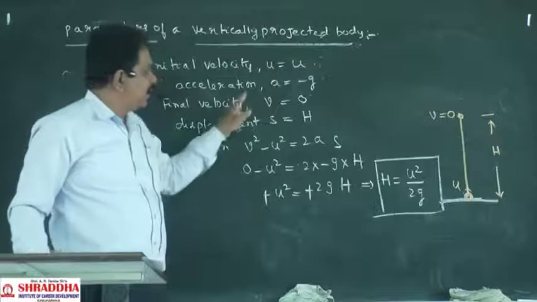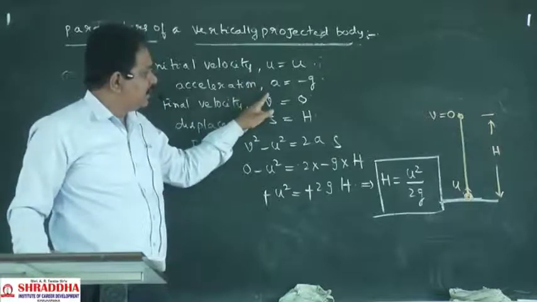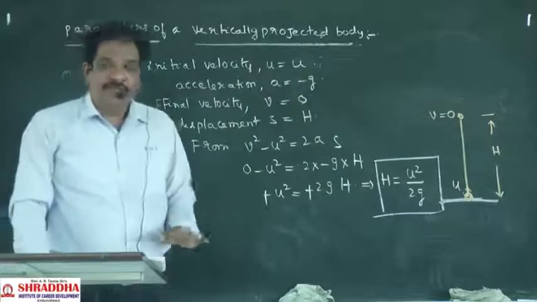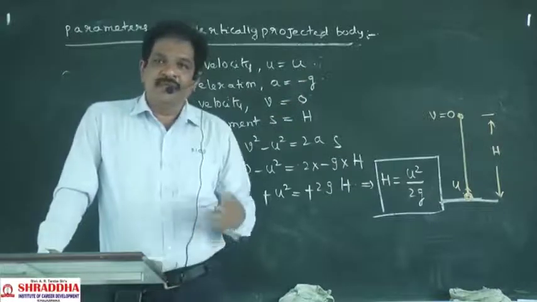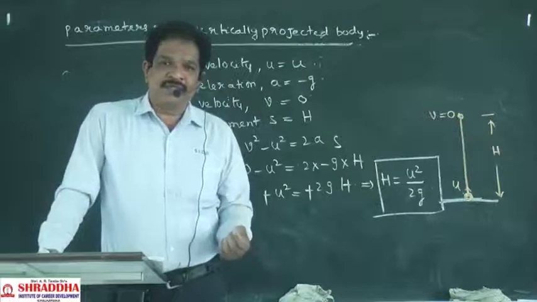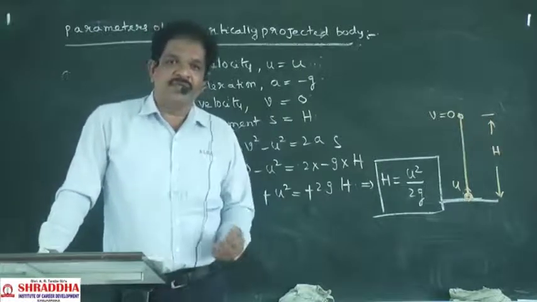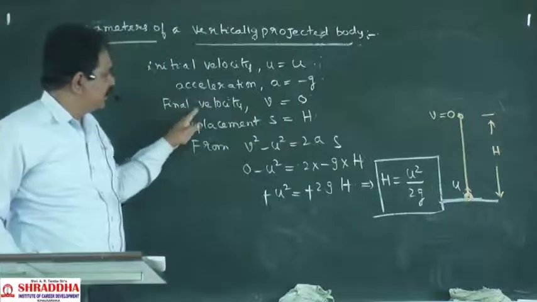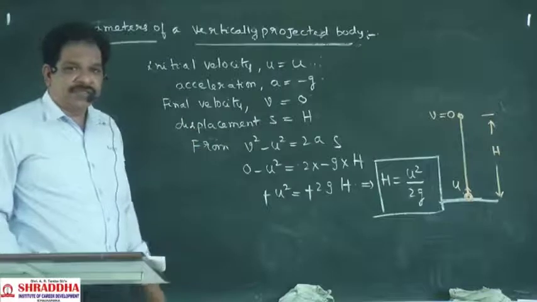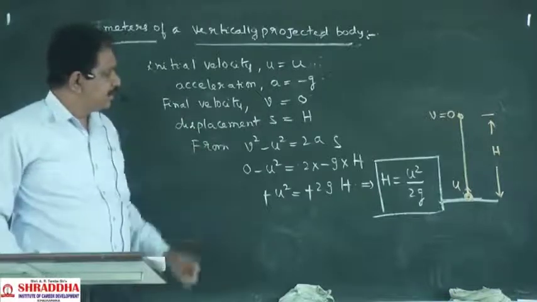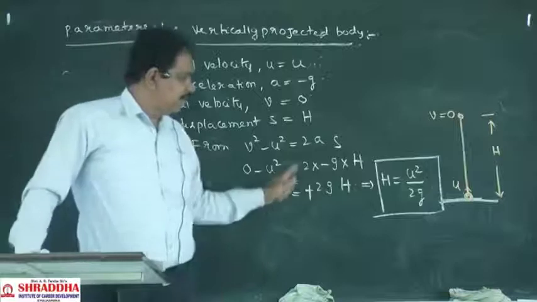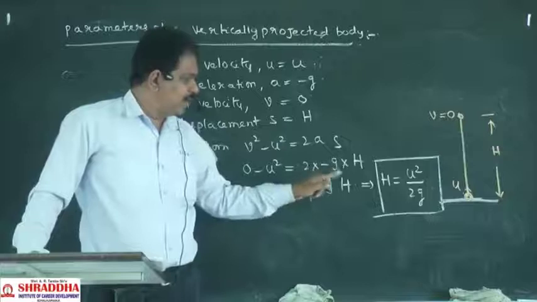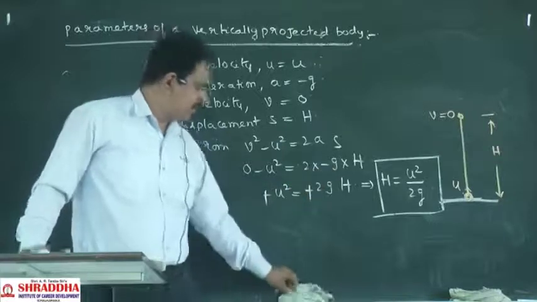So initial velocity will be u. Because it is going up, a is equal to minus g. Why is it minus g? Its velocity is decreasing, the body is attracted towards the earth. That's why we have to take a is equal to minus g. Final velocity will be 0. Displacement will be h. By substituting all of these, we will get h is equal to u square by 2g.